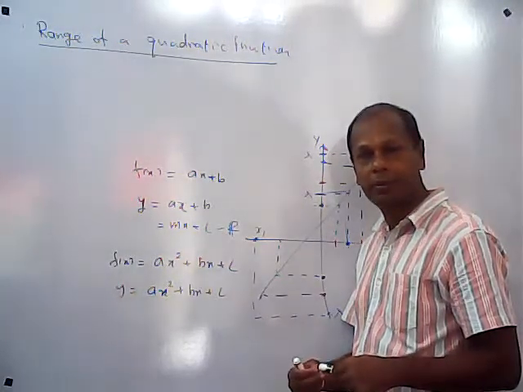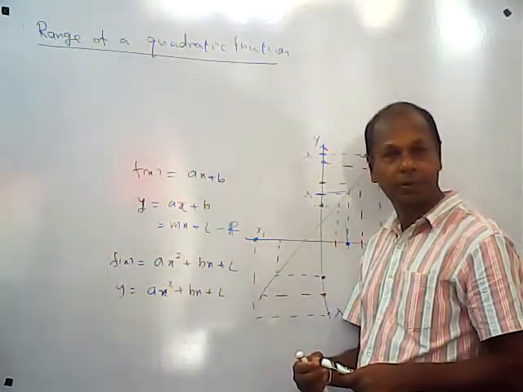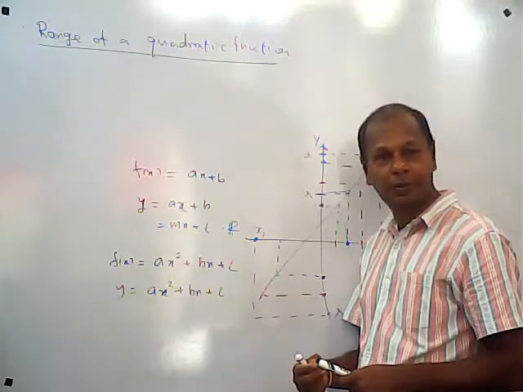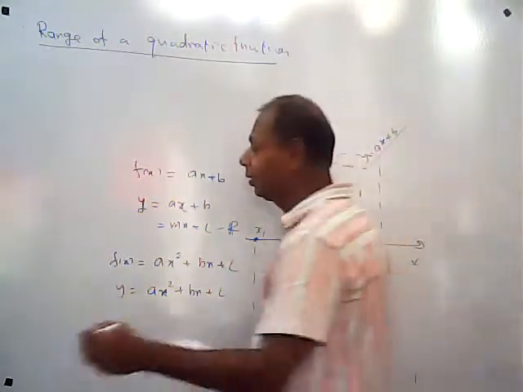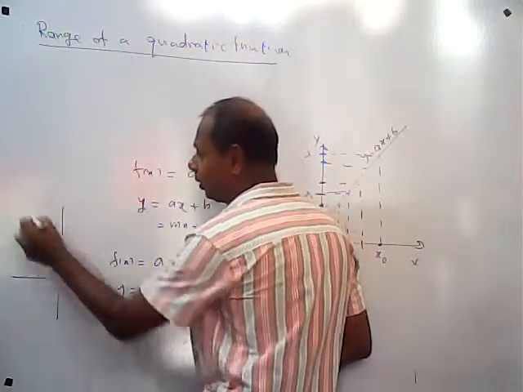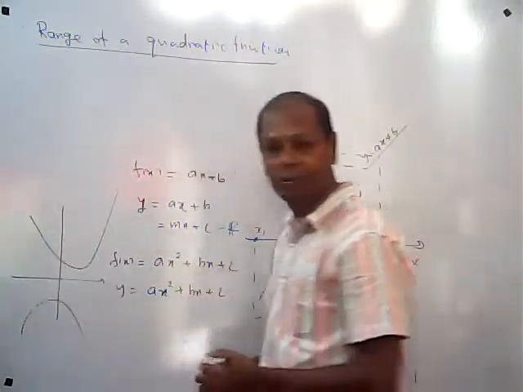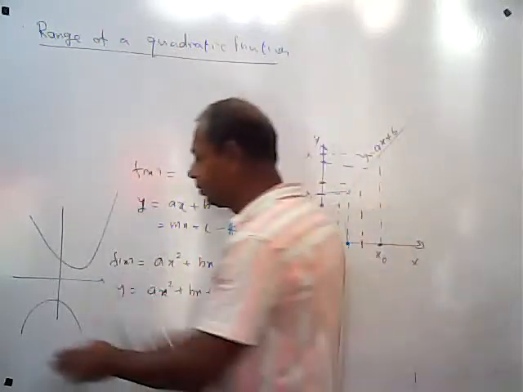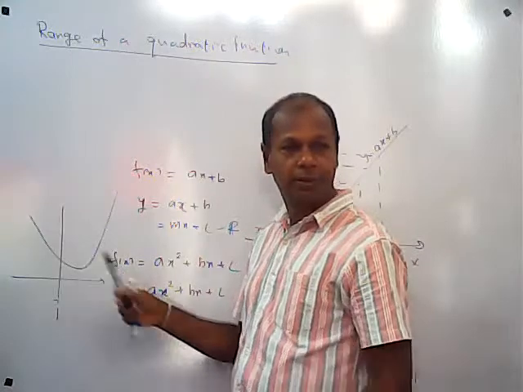All real numbers for a quadratic? Sometimes you might get a graph like this, or it can be like this. Say it is this. So can it assume all real numbers then? No.